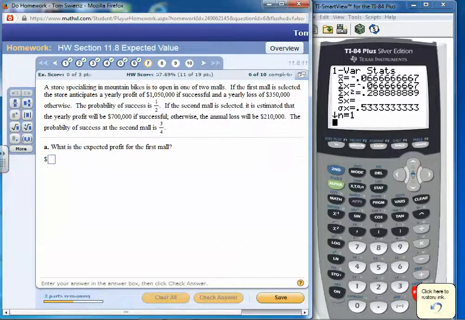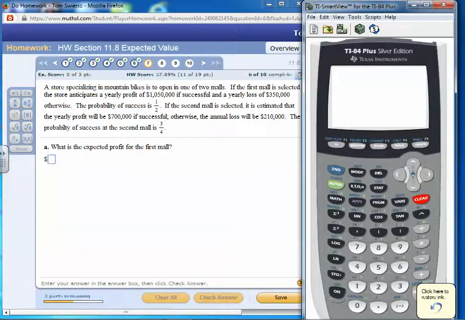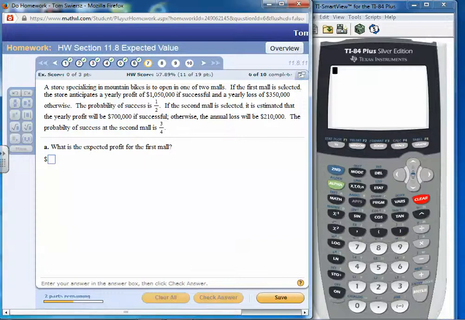All right, let's look at number 7. A store specializing in mountain bikes is open in one of 2 malls. If the first mall is selected, the store anticipates a profit of $1,050,000 if successful and a yearly loss of $350,000 otherwise. The probability of success is 1/2. If the second mall is selected, it is estimated that the yearly profit will be $700,000 if successful, otherwise the annual loss will be $210,000.